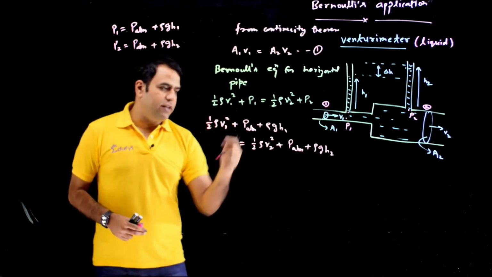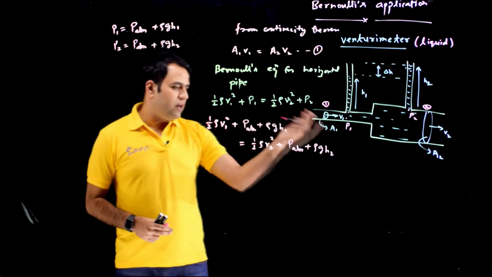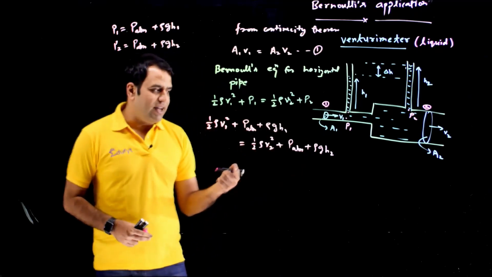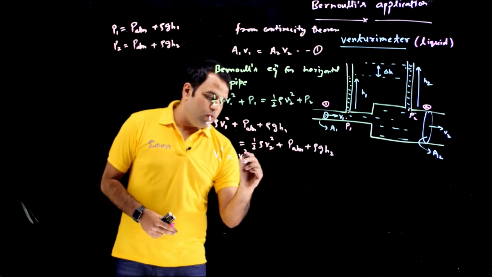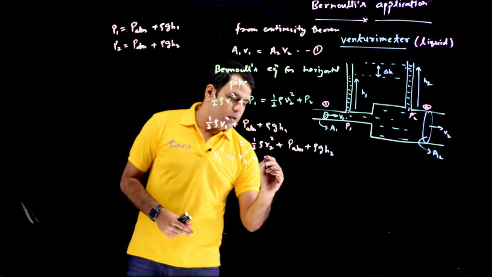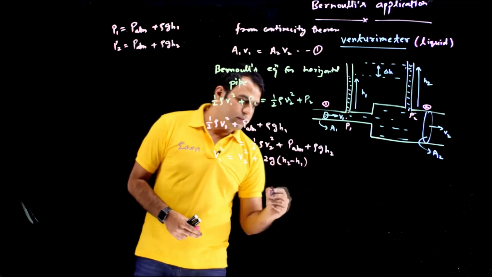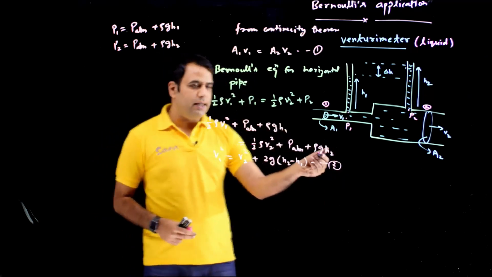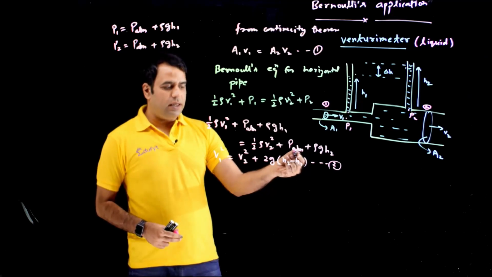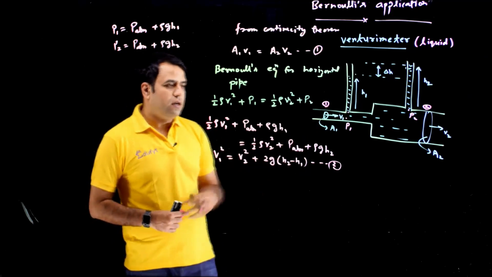You simplify this equation, P atm and P atm will cancel out. If you multiply it by 2, this half and half will cancel out. So if you rearrange this equation, V1 square will be equal to V2 square plus 2g(H2 minus H1). This is our equation 2. Basically, you take this term on this side, the P atm and P atm cancel out, and you divide by density also. The density terms get cancelled out.